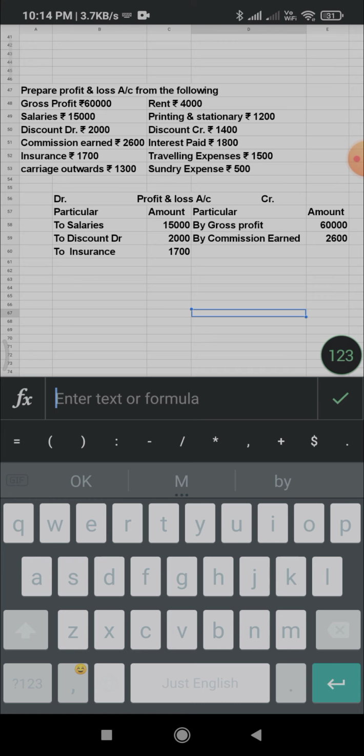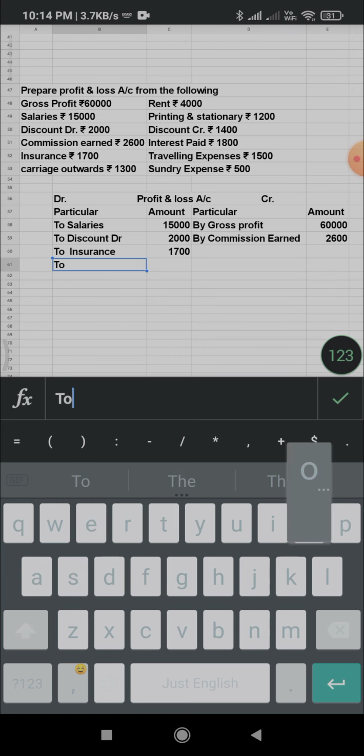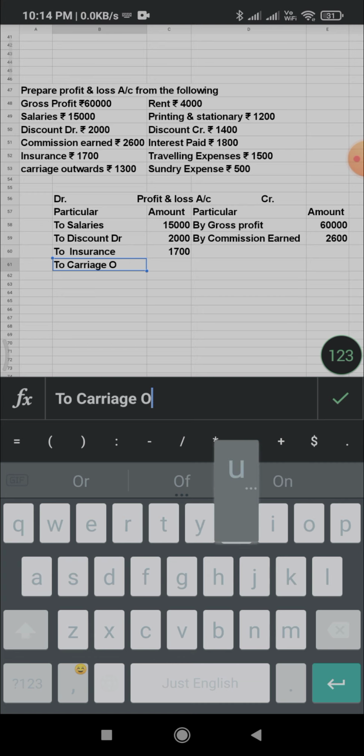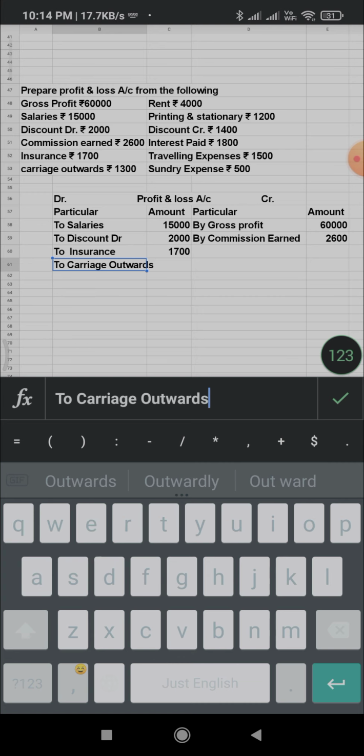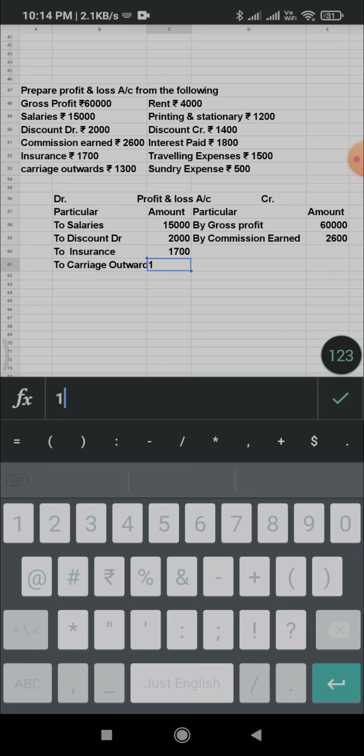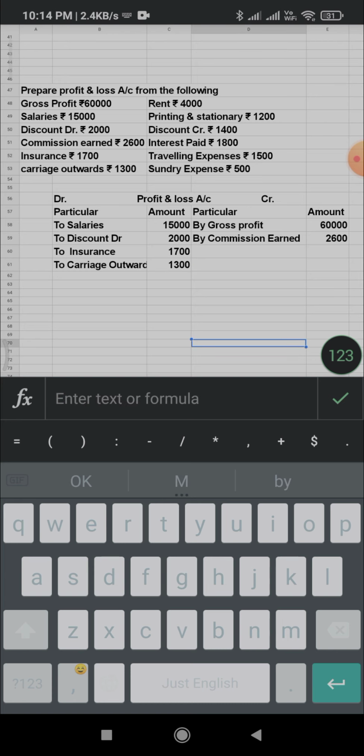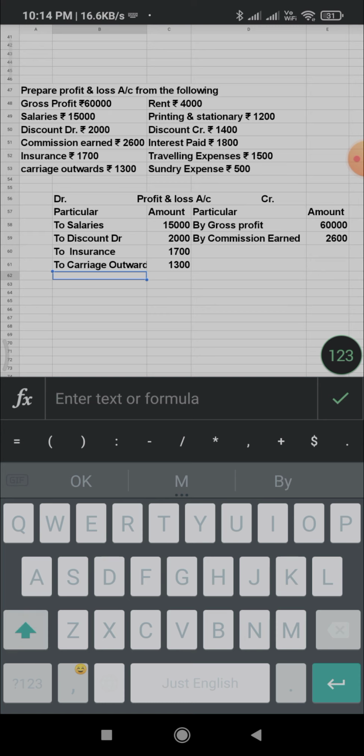Next one, carriage outwards. Carriage outward is also called an expense. When we sold the goods, if any expenses are incurred to deliver the goods, they are called carriage outwards. It only arises when we are selling the goods. So what is the amount here now? The amount is 1300.